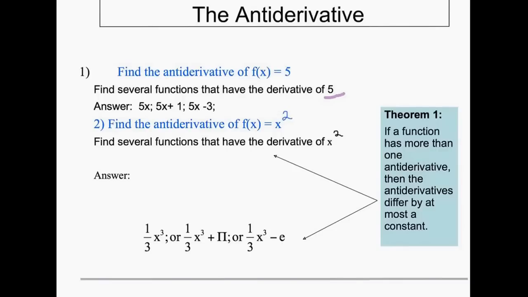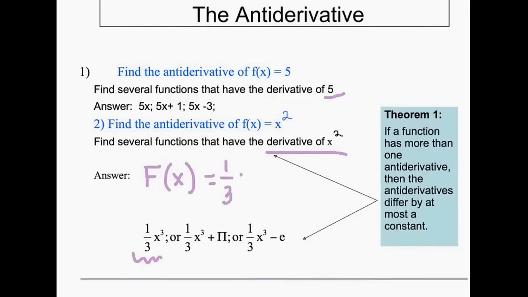For the second example, suppose I asked you to find the antiderivative of the function x squared. Here we're looking for several functions that have the derivative of x squared. So our thinking becomes a little bit more complex now. But in general, and you will learn how to do this in a minute, the function 1/3 x cubed would have a derivative of x squared.